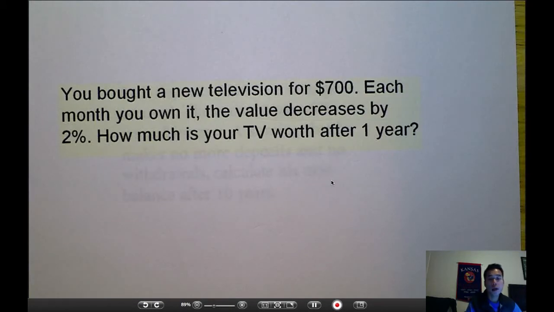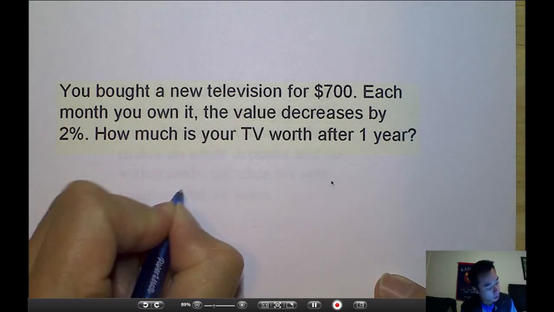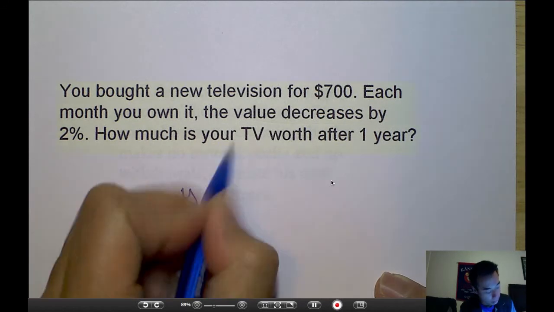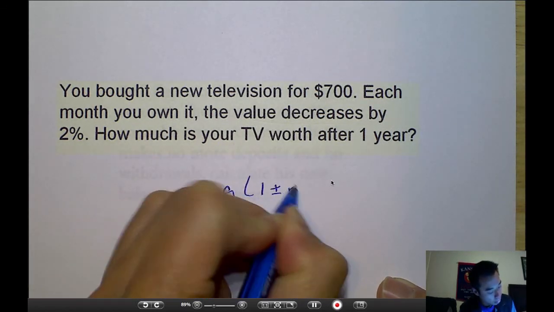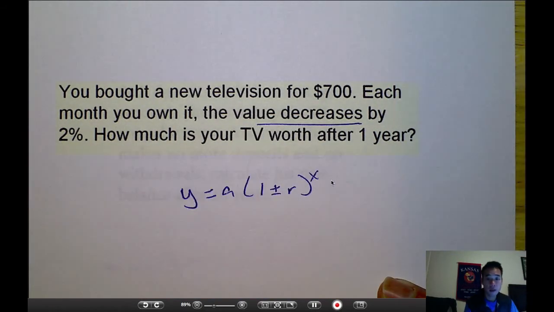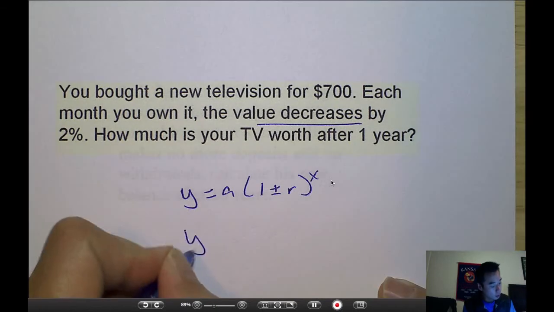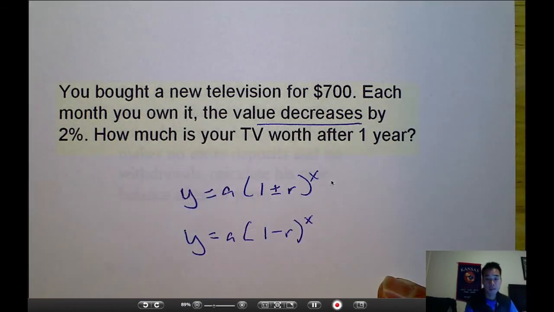You bought a new television for $700. Each month you own it, the value decreases by 2%. How much is your TV worth after 1 year? So I know that the model for that is going to be y. Same thing, y is equal to a times 1 plus or minus r to the power of x. But I know that this decreases, therefore it's going to be y is equal to a times 1 minus r to the power of x.